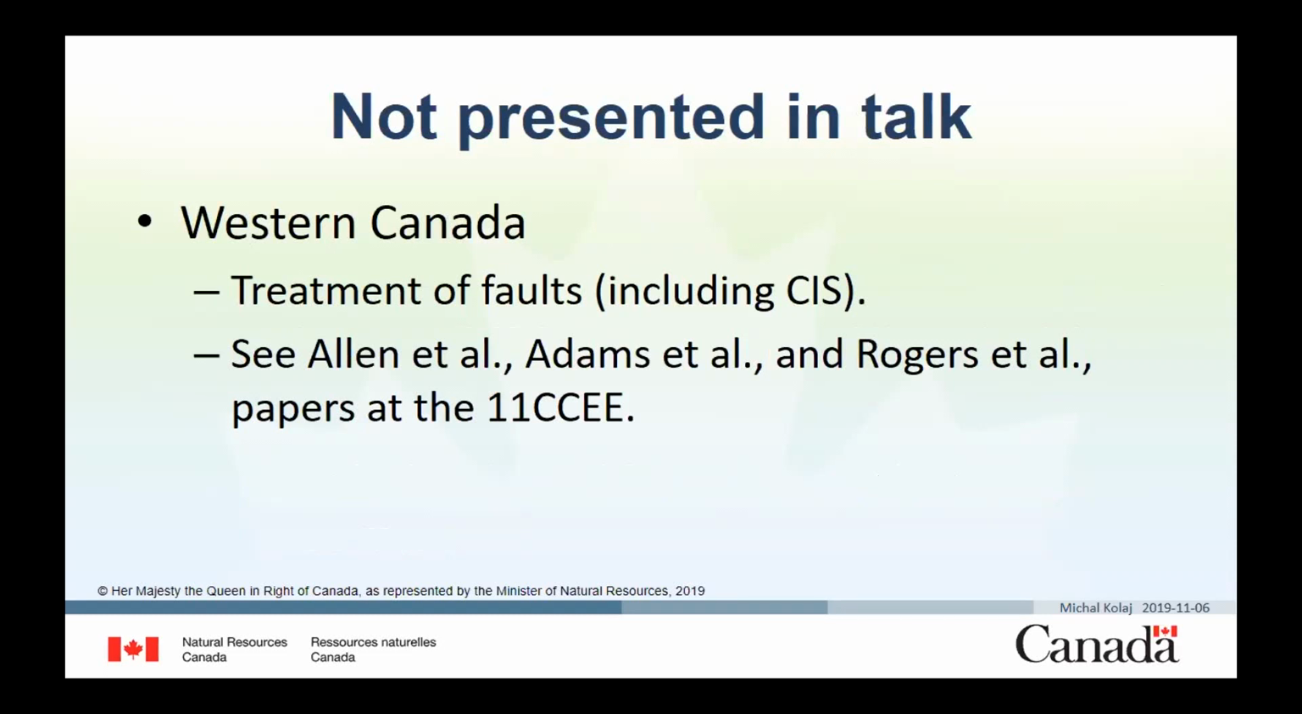So what I haven't talked about, but is very important from a national standpoint, is Western Canada. In Western Canada, we have fault sources, including the Cascadia subduction zone, which has its own logic tree. And I just have some references here for people that are interested in learning more about what the hazard model looks like in Western Canada.